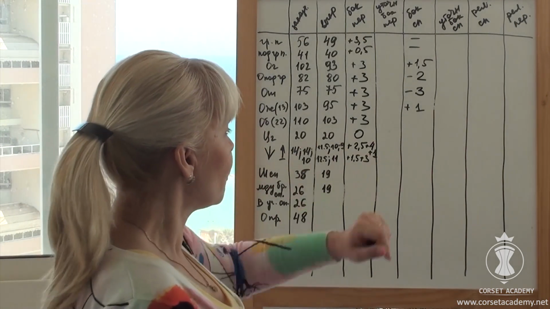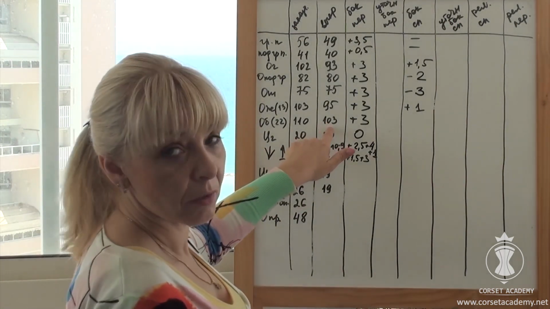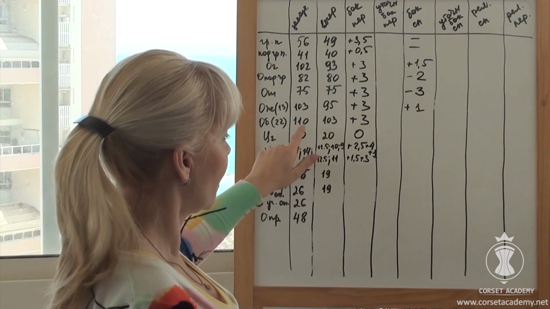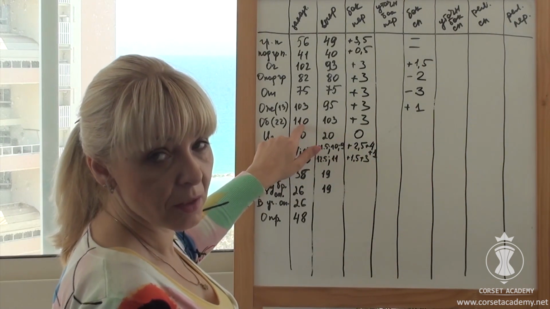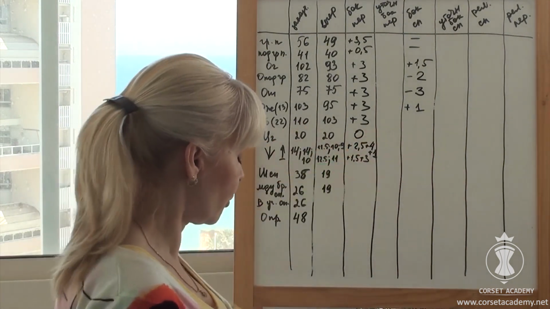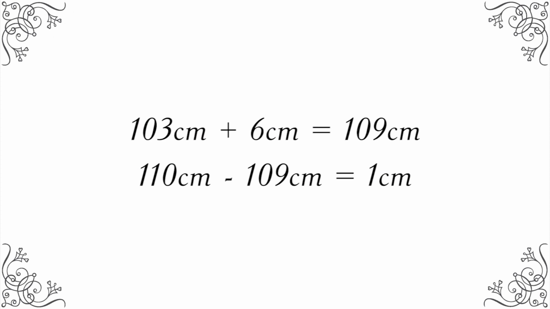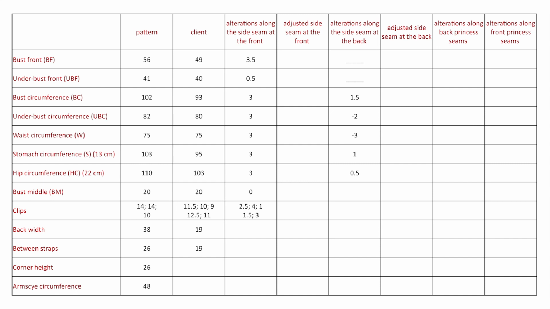Hip circumference. It's 110 centimeters on the client and 103 centimeters on the pattern. However, I have already expanded the pattern by 3 centimeters from each side, a total of 6 centimeters. 103 centimeters plus 6 centimeters equals 109 centimeters. 110 centimeters minus 109 centimeters equals 1 centimeter. I divide it in half. As a result, I need to expand the back by 0.5 centimeters from each side along the stomach line. I write 0.5 centimeters in the table.